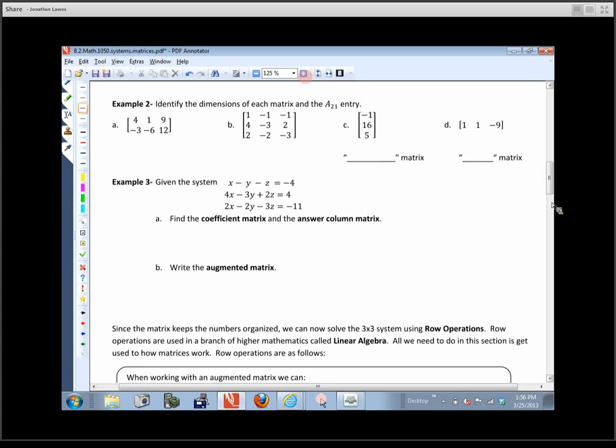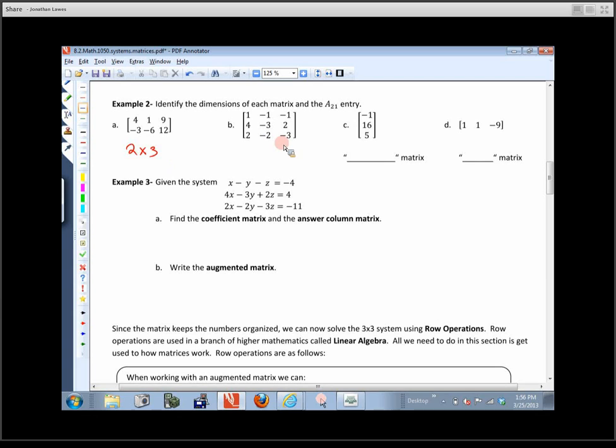Yeah. Why did you say A21, not A21? Because it'll make a huge difference. Because these are the indices. Those are those subscripts we were talking about. That's the row and that's the column. Very good. So if we identify the dimensions, let's look at this one right here. The dimensions are the number of, which one comes first? Rows by the number of columns. So how many rows does this have? 2 rows by how many columns? 3 columns. So this is called a 2 by 3 matrix.